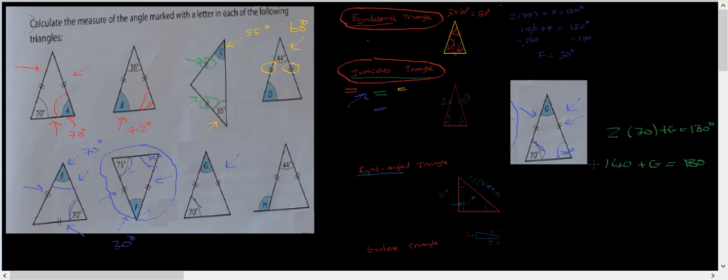And so what we can do is, this is plus 140, so we can minus 140 from here, and minus 140 from here. So these two will cancel out, and G then will be equal to 180 minus 140, which is equal to 40 degrees. So G is equal to 40 degrees.